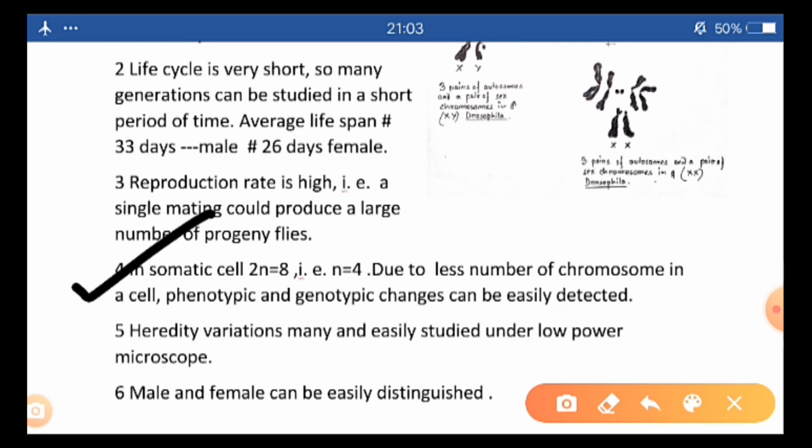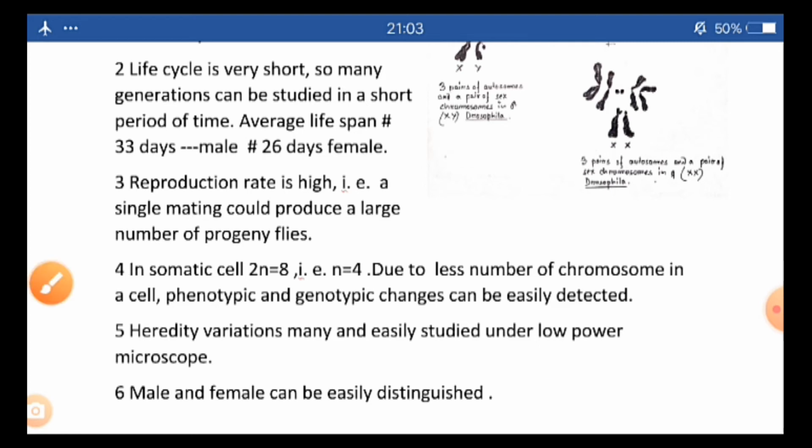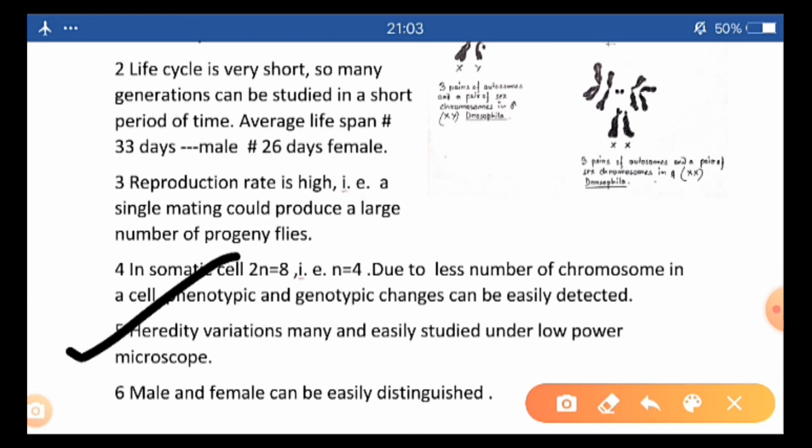The other two advantages are heredity variations are many, and they can be easily studied under low power microscope, and moreover the male and female can be easily distinguished. The smaller fruit flies are the males, and the bigger ones are the females.